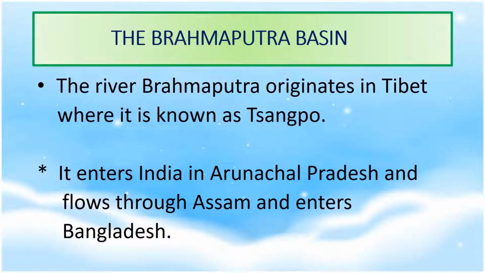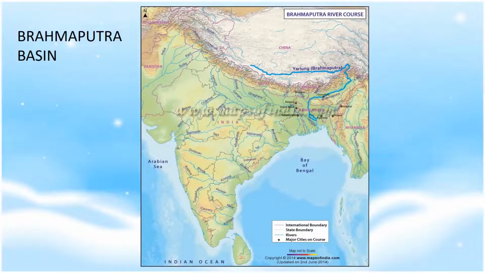The second river basin of the northern plains is the Brahmaputra basin. The river Brahmaputra originates in Tibet, where it is known as Tsangpo. It enters India in Arunachal Pradesh and flows through Assam and enters Bangladesh. Children, in this map you can see the course of river Brahmaputra. The area where river Brahmaputra flows is known as the Brahmaputra basin.